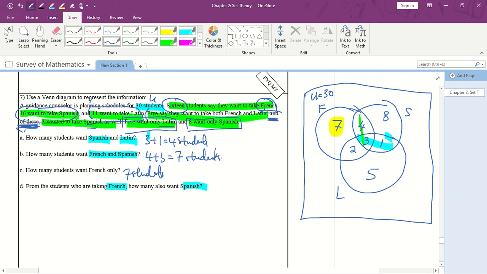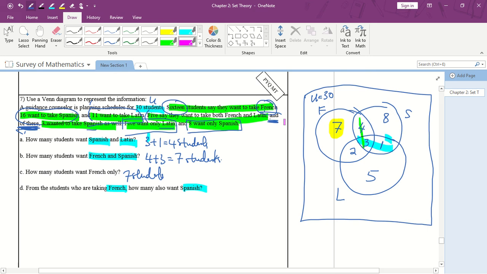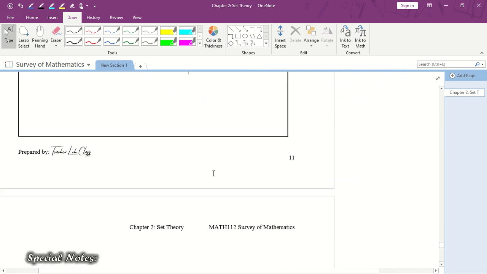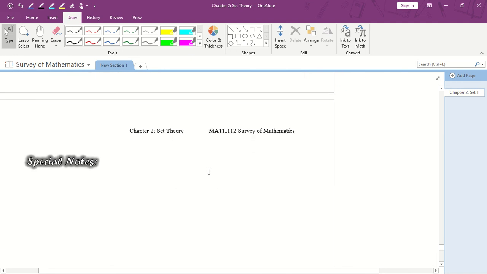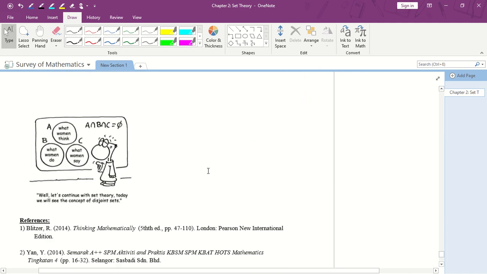So which means that it's actually the region of here, French and Spanish. So the answer here is 4 plus 3, which is 7 students. Okay, I hope this is kind of easy also, but it is a bit different from the other questions. And that's the last question from the file that I prepared.